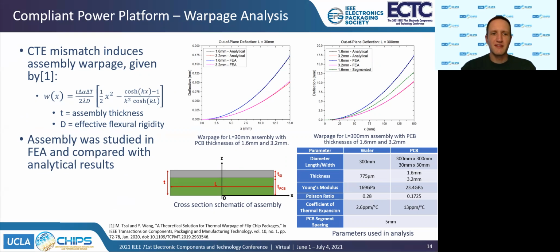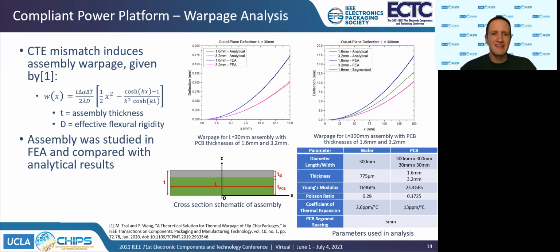CTE mismatch induces warpage of the assembly, which is given by the formula shown on the left, where T is the assembly thickness and D is the effective flexural rigidity. The remaining parameters are dependent on the material properties and assembly geometry, and details of this analysis can be found in the paper cited at the bottom.